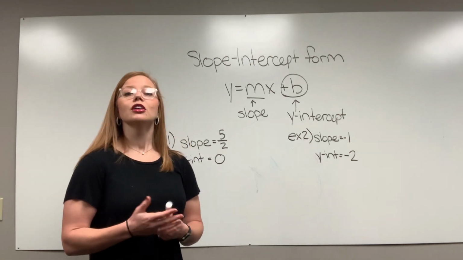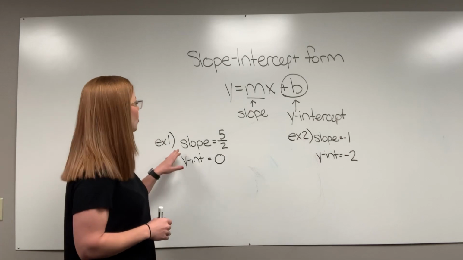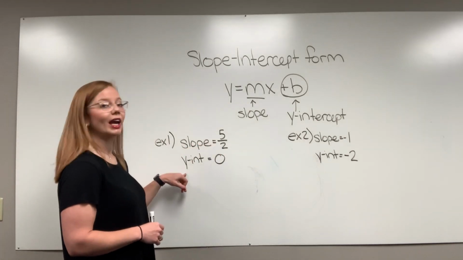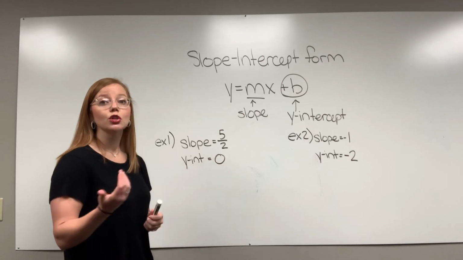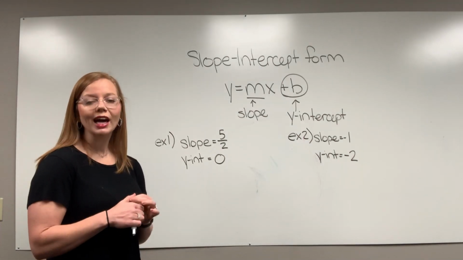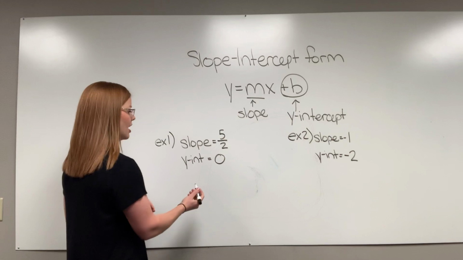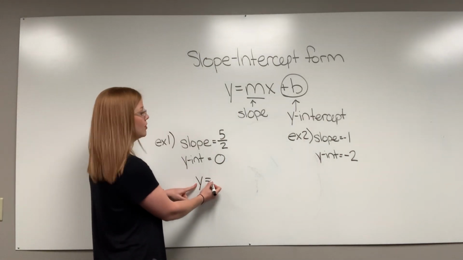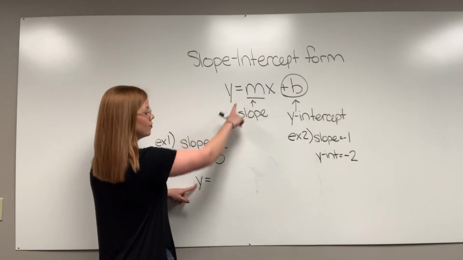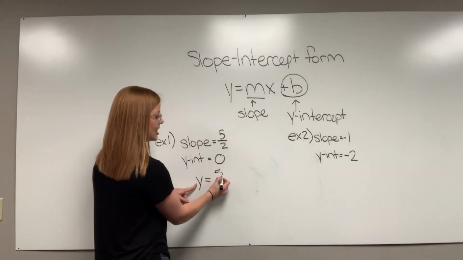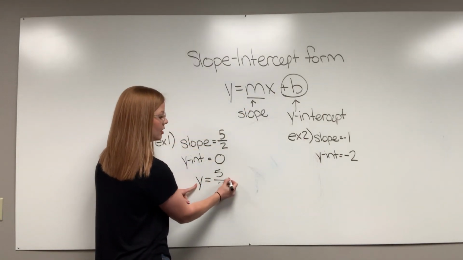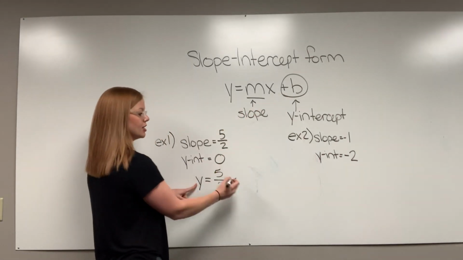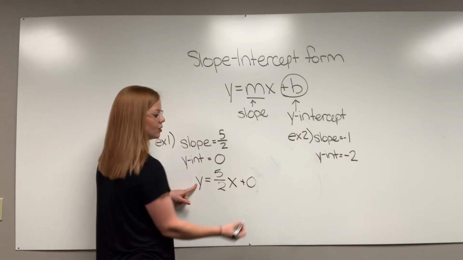So in our first example, we are given the slope is 5/2, the y-intercept is 0. So remembering our form, y equals mx plus b, the y is going to stay there. I'm going to replace the m with whatever my slope is, in this case, it's 5/2. Write the x. The b is my y-intercept, and that's a plus 0.